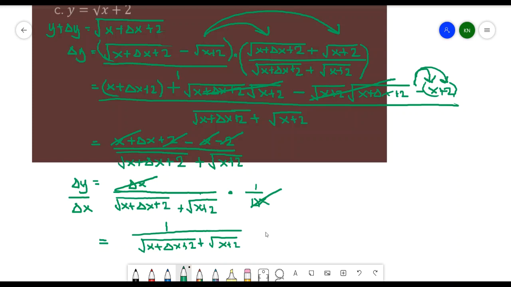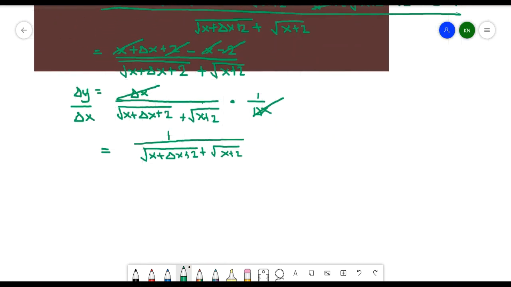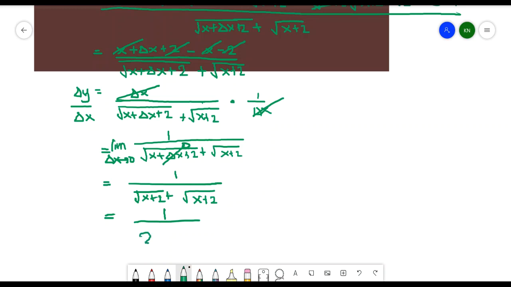And then afterwards, we need to identify the limit as delta x approaches 0. So we have delta x approaches 0. So what we have now is, this will be zeroed out. So what we have is x plus 2 and x plus 2. Now, radicals with the same values or terms inside, if you add that together, that is just equivalent to 1 over 2 square root of x plus 2. So this is now our final answer.